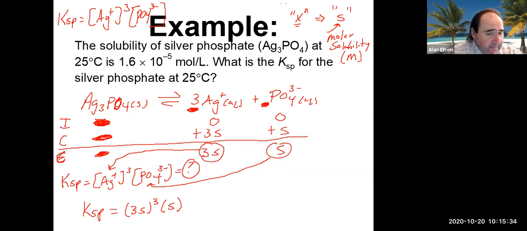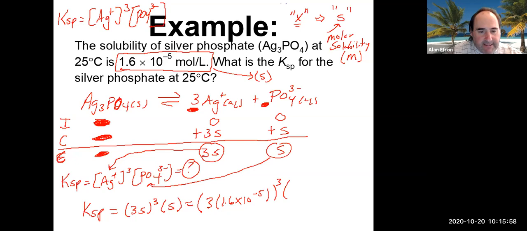And at this point, we actually know what S is. In this particular problem, they gave us this, which is molarity, and that is S in this case. That is the molar solubility. So we can go right into our KSP expression: 3 times 1.6 times 10 to the minus 5, cubed, times 1.6 times 10 to the minus 5. If we do all that, grab a pen and a calculator, we end up with 1.8 times 10 to the minus 18 as the KSP value. That is a very small value.